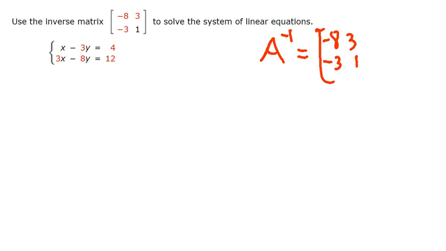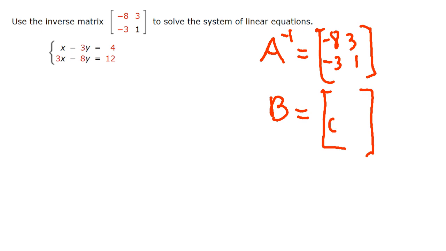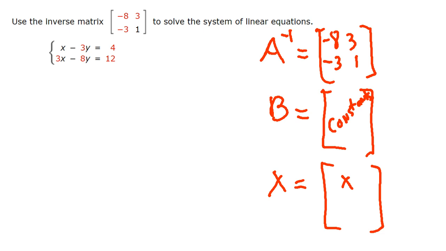The other thing that we need is B. B is made up of your constants. What are the constants? Remember, those are the numbers that don't have a variable attached to them. And X is your variables, x and y in this case. In order to solve for your variables, we're going to need to set up this equation, A inverse times B. To continue, we're going to figure out what our B matrix is and what our X matrix is.